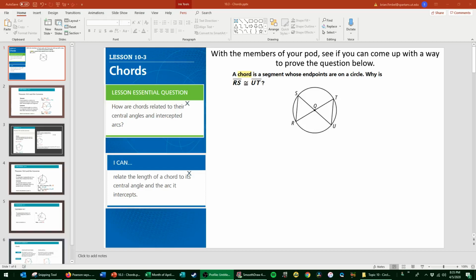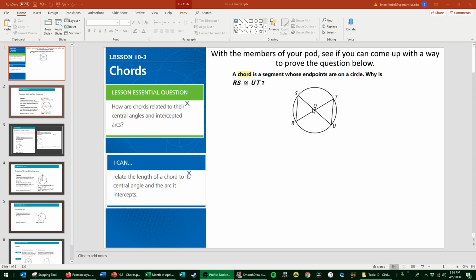Alright guys, let's start 10.3. This whole section's on chords. Your essential question today is how are chords related to their central angles and intercepted arcs? At the end of this, you'll be able to relate the length of a chord to its central angle and the arc it intercepts.